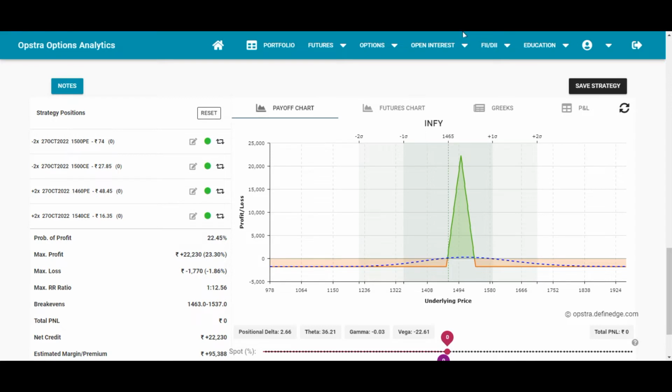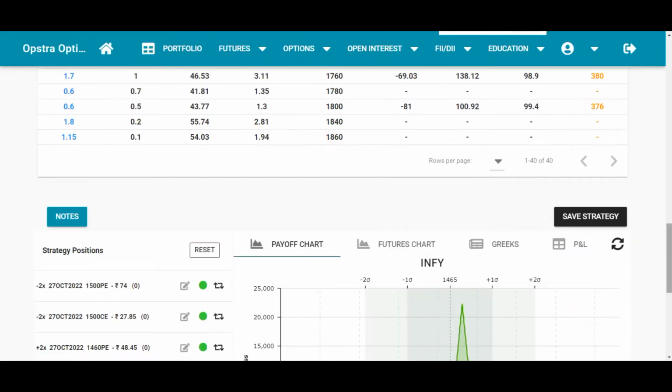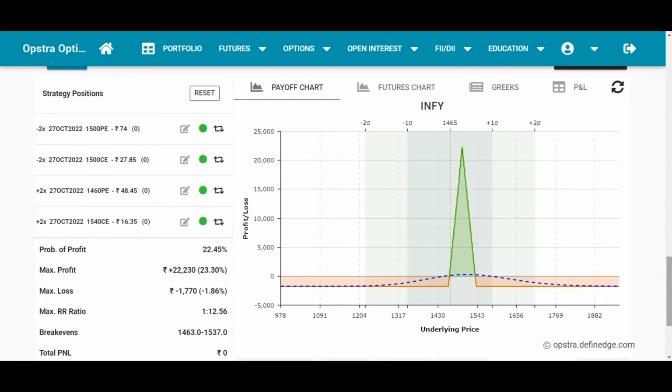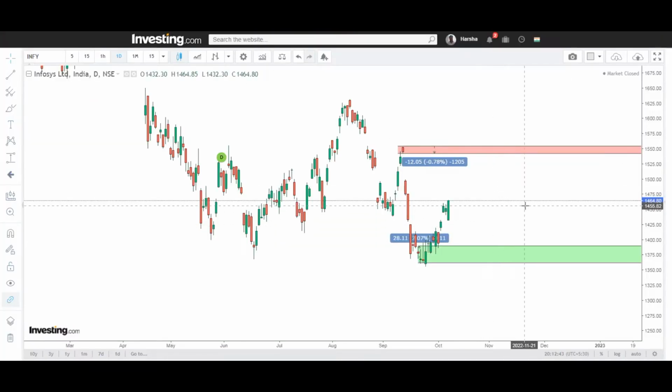I'll just try to zoom in so that if you're watching this video on mobile, you'll have clear information. So friends, I have zoomed into this payoff graph and the chart. Now I will explain. As I told you, here we can see that Infosys is expected to achieve a target of around 1500 plus, 1538 to almost 1550 levels.